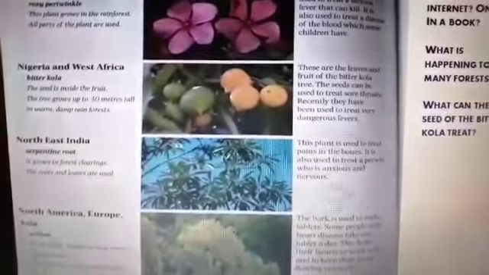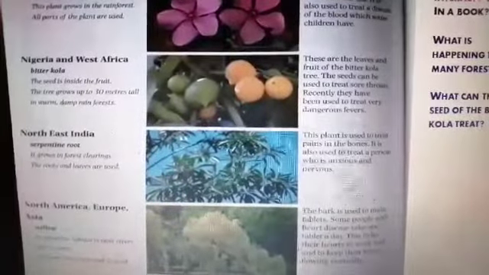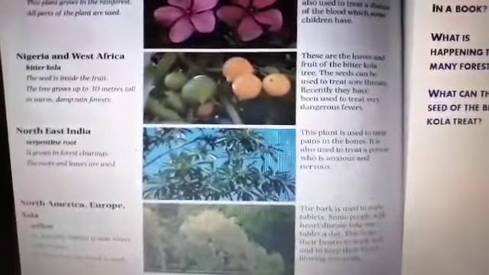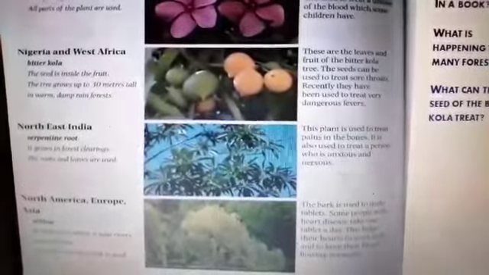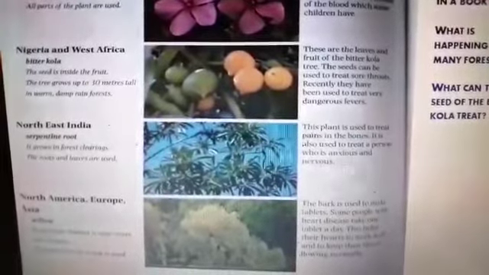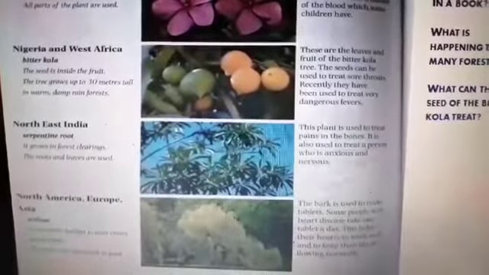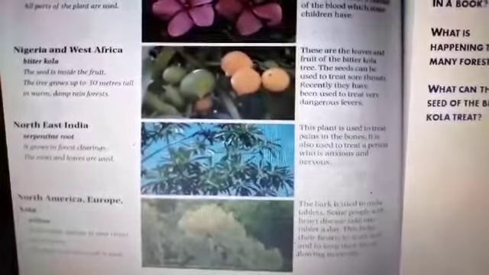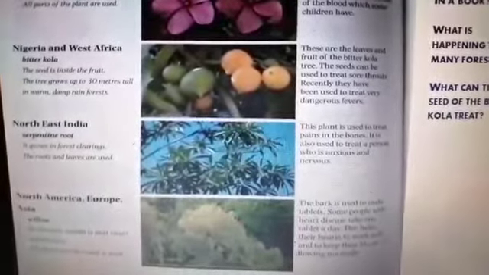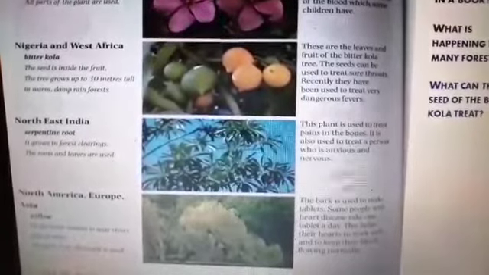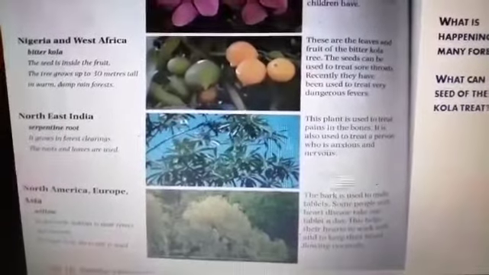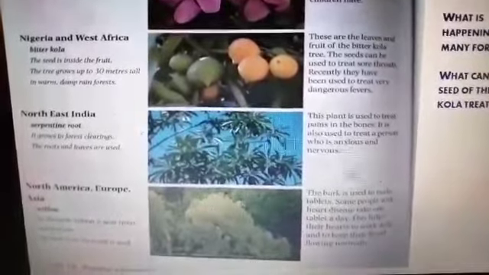Nigeria and West Africa. Bitter cola. The seed is inside the fruit. The tree grows up to 30 meters tall in warm, damp rainforests. These are the leaves and fruit of the bitter cola tree. The seeds can be used to treat sore throats. Recently, they have been used to treat very dangerous fevers.